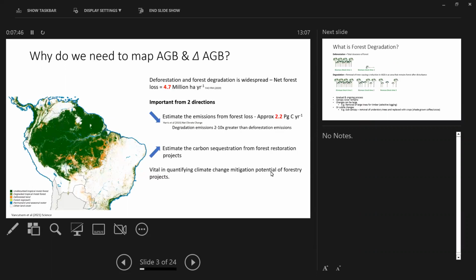So, why do we need to map biomass and biomass change? Am I in the way? Okay. So obviously, as I'm sure you're all aware, deforestation and forest degradation is very widespread, with net forest loss somewhere in the region of 4.7 million hectares per year.